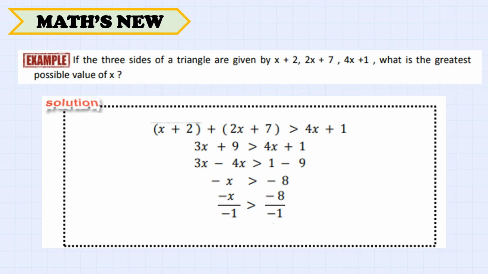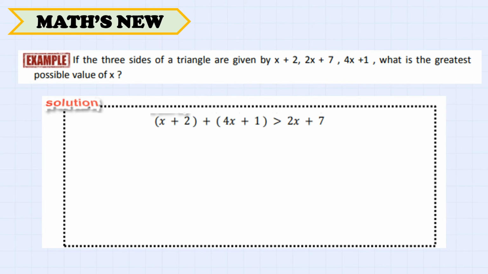Then let us divide both sides of the inequality by negative 1, and take note that when we are dividing by negative numbers, the inequality will change from greater than to less than, and therefore x is less than 8. Now let's check for the other side. We will add x plus 2 and 4x plus 1, and it should be greater than 2x plus 7.